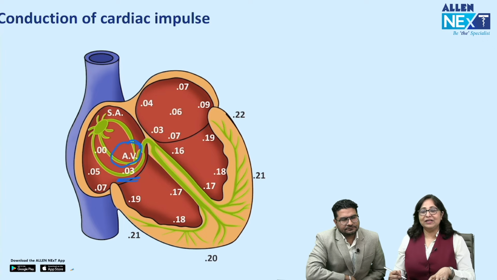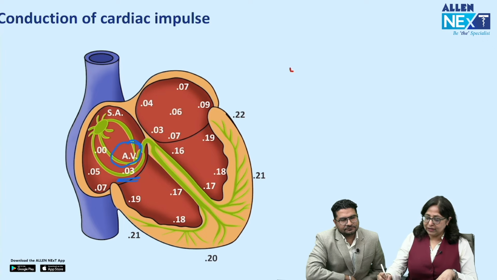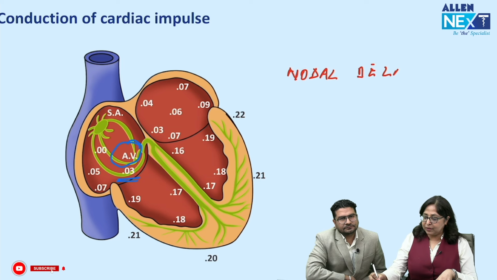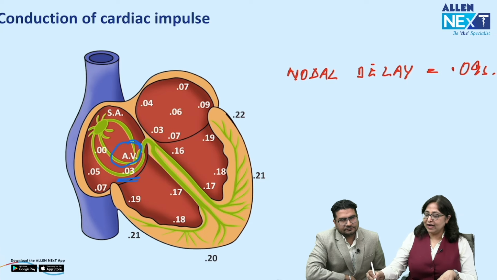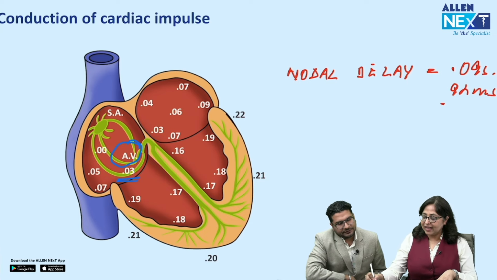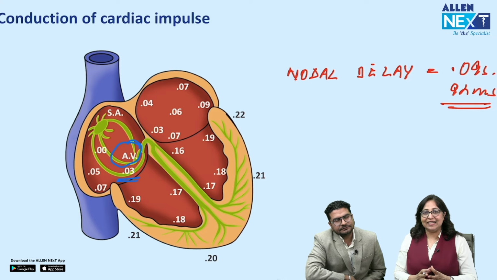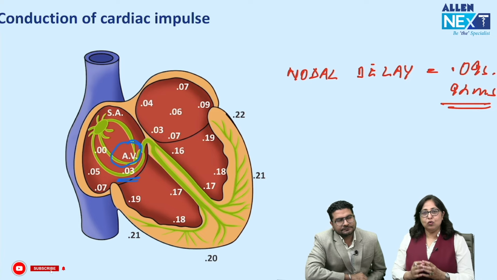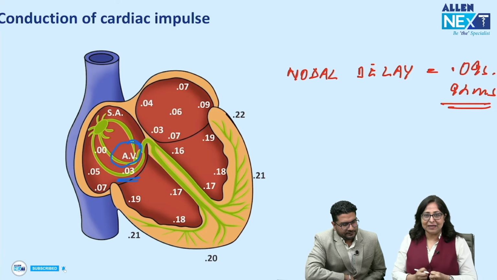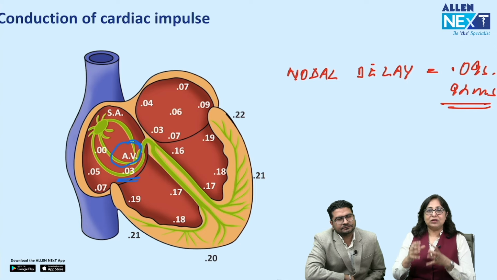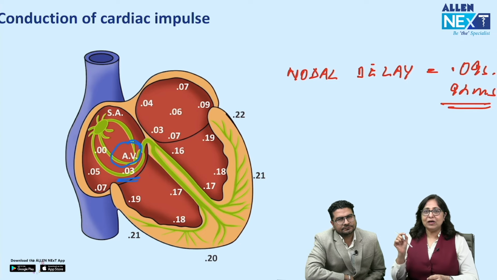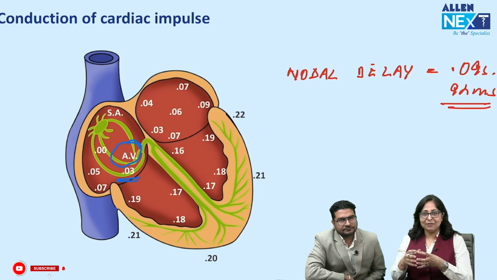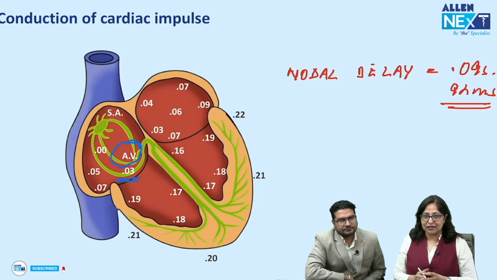Now there is a nodal delay. The nodal delay is 0.09 seconds or 92 milliseconds. Now what is the reason for this nodal delay? This is because the AV node fibers are small diameter fibers. This was asked as an INI-CET question as well. What is the reason for nodal delay? Small diameter fibers. Smaller the diameter, lower is the velocity of conduction.